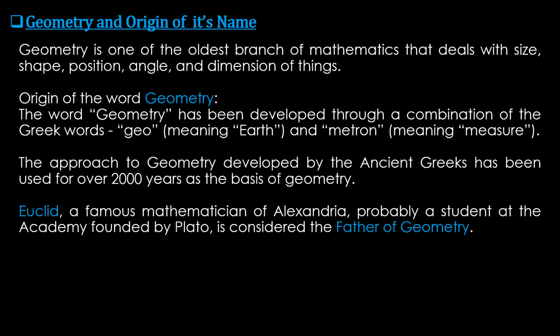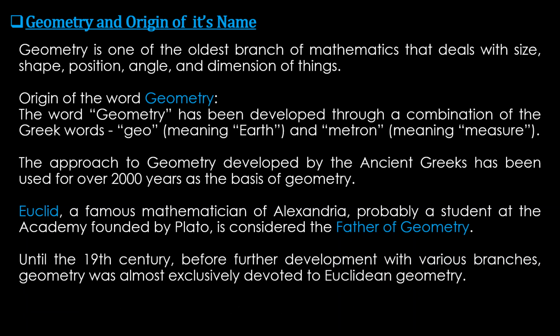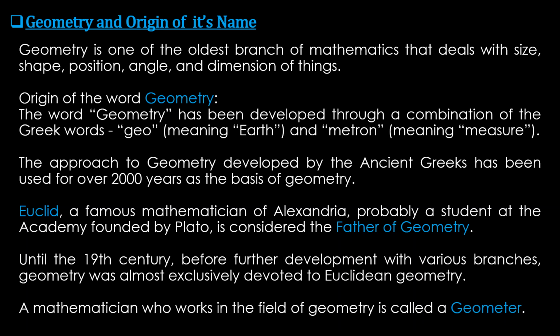Euclid, a famous mathematician of Alexandria, probably a student at the academy founded by Plato, is considered the father of geometry. Until the 19th century, before further development with various branches, geometry was almost exclusively devoted to Euclidean geometry. A mathematician who works in the field of geometry is called a geometer.